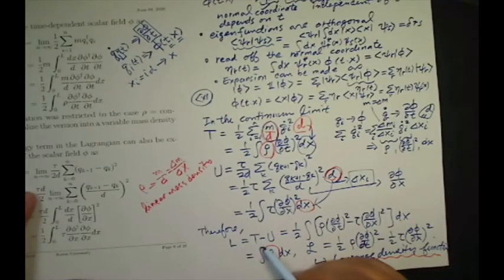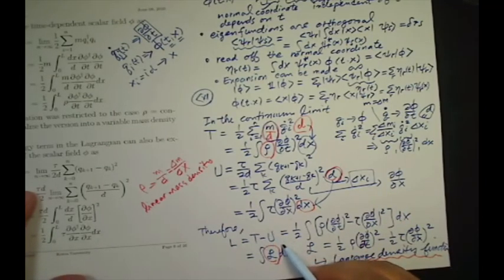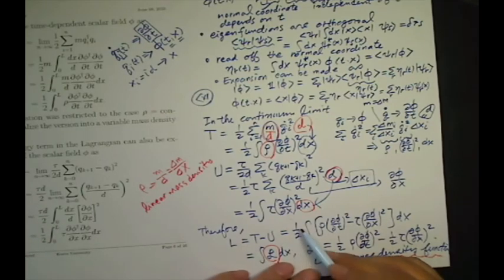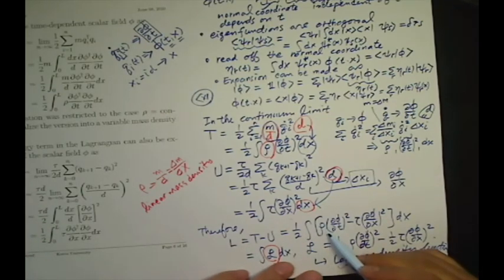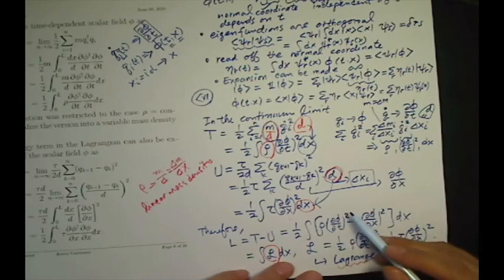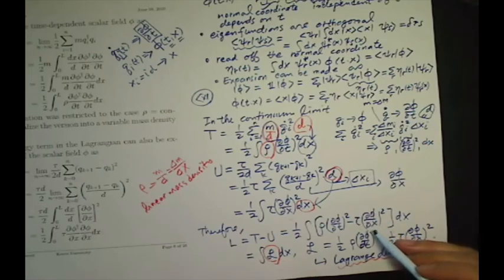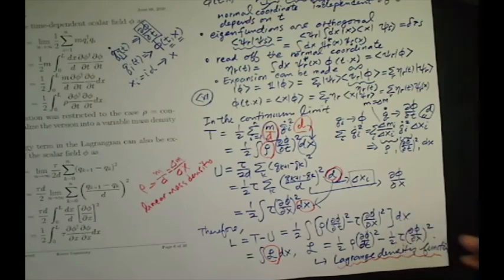Therefore, the Lagrangian is the kinetic energy subtracted by the potential energy, and the kinetic energy is 1/2 the linear mass density times the partial time derivative squared. And the potential energy is written in here, so minus the tension of the string times the partial derivative of the scalar field with respect to the position squared. This is an integral of the integrand over x. This integrand is called the Lagrange density function.